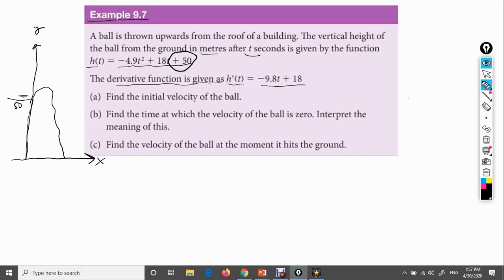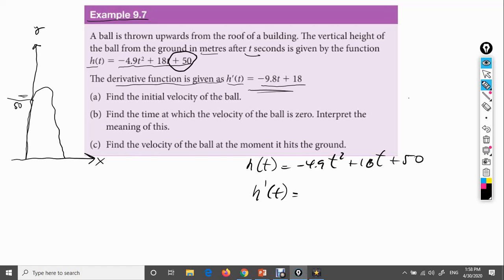Here they give us the derivative, but I want to show you how to find a derivative because it's pretty simple. It's not part of your course, but when you go to college and have to do calculus, you will need to know how to do them. So I'm going to teach you how to do that very quickly. Okay, so if h of t is equal to negative 4.9 t squared plus 18t plus 50, what is the derivative?